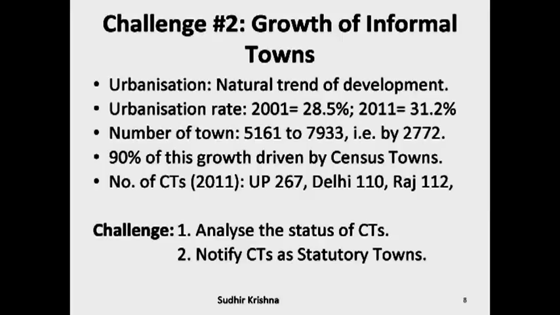The second challenge is the growth of informal towns. While urbanization is the natural trend of development, see what the form of urbanization is in terms of settlement patterns. The number of towns from 2011 has grown from 5,161 to 7,933. So there is extreme growth, but 90% of this growth is driven by census towns. Census towns are towns which have all the characteristics of being declared a town, but are retained as villages because they have not been notified as towns under the state municipal laws. And these towns remain aloof from the planned development framework, from standards of social services, and so on.